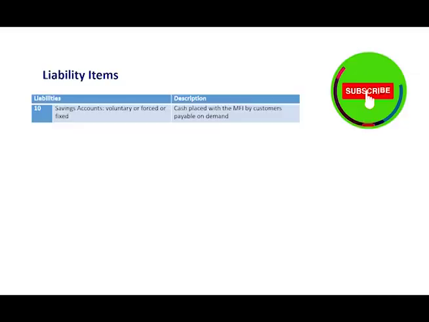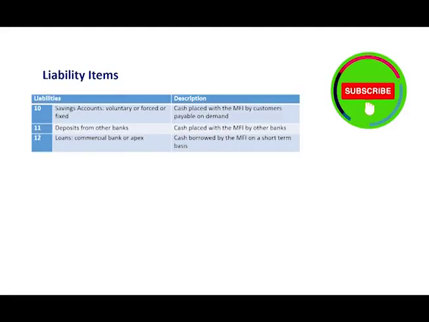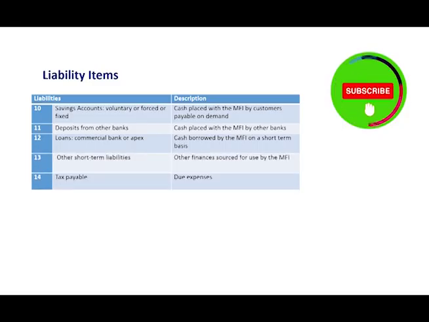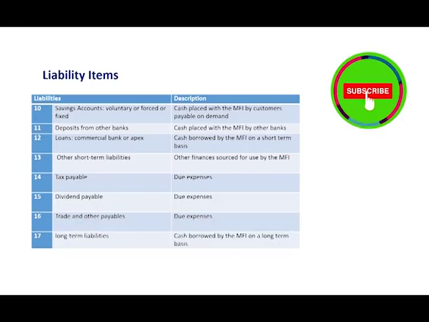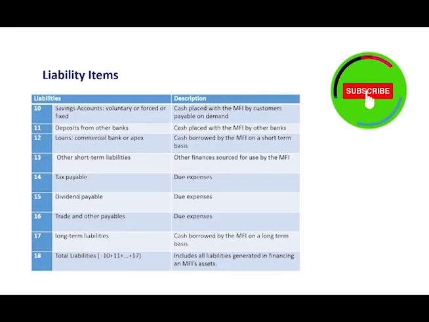The liability items. In the listed table below, numbering 10 to 18 in the liability column, we start with savings accounts, voluntary or forced or fixed, deposits from other banks, loans, commercial bank or Apex, other short-term liabilities, tax payable, dividend payable, trade and other payables, and long-term liabilities, as seen in the total. Items 10 to 17 only can be summed up. You can pause the video lecture to have a better read of the item descriptions.